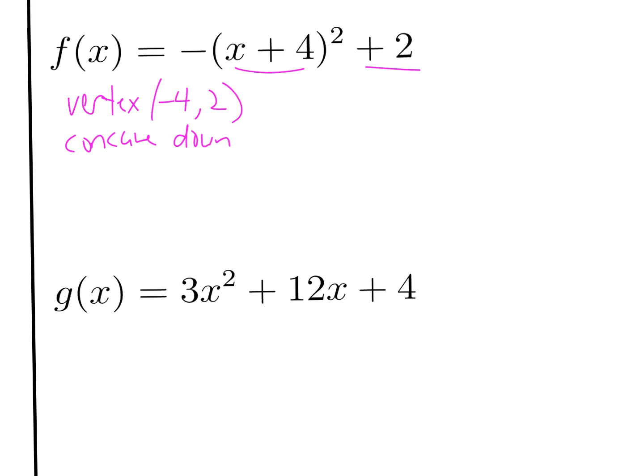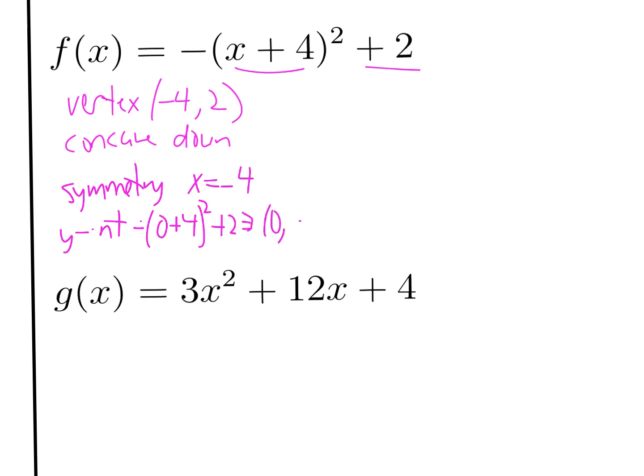Okay, the line of symmetry is through the vertex, so that's x equals -4. The y-intercept is when x is 0, so that's -0 plus 4 squared plus 2. So that's -16, because 4 squared is 16. Plus 2, which is -14. So 0, -14.